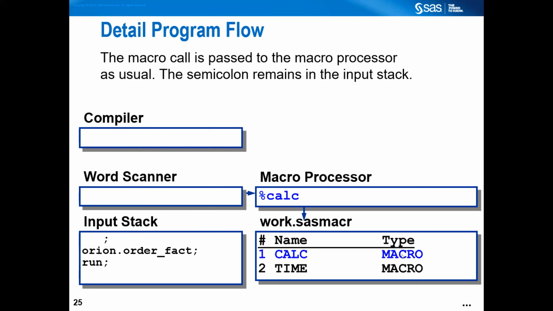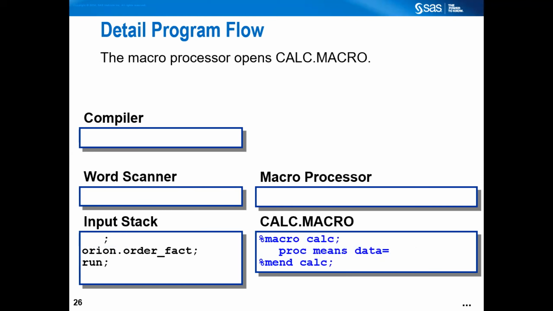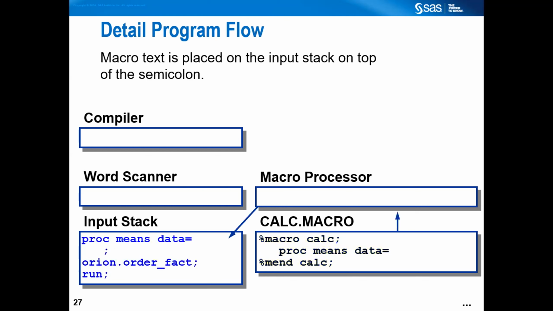So what does it consist of? It consists of an underlying program, a partial PROC MEANS statement. So this underlying program is copied to the input stack. Why? Because it has to follow the process of your program flow, from input stack to word scanner to compiler. Then only you will get the output, correct? Hence, proc means data equal to, this partial statement, is copied to the input stack.